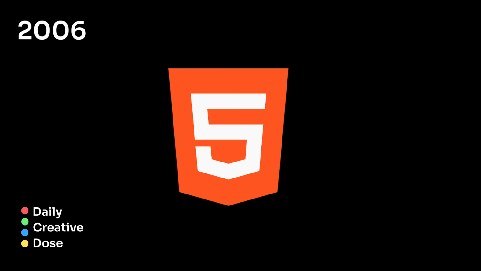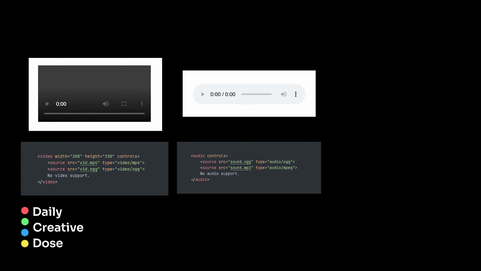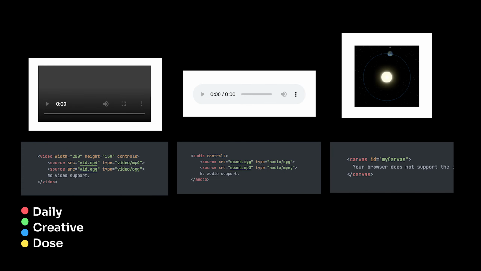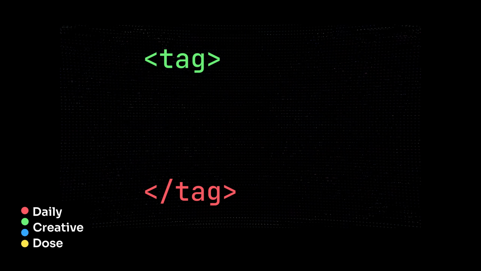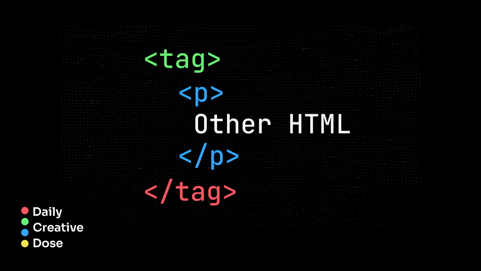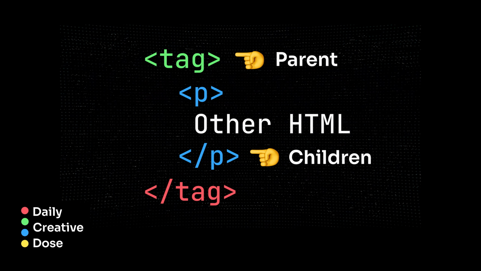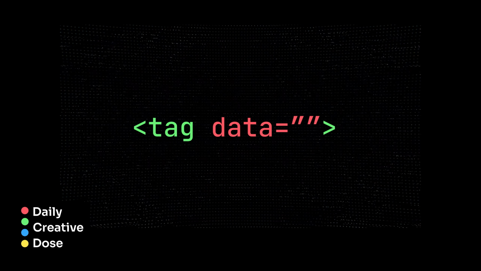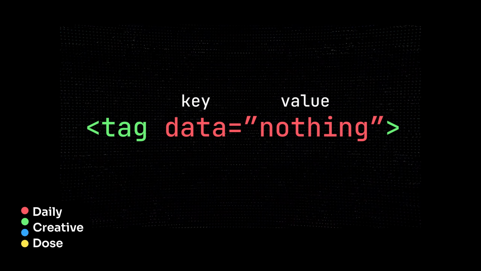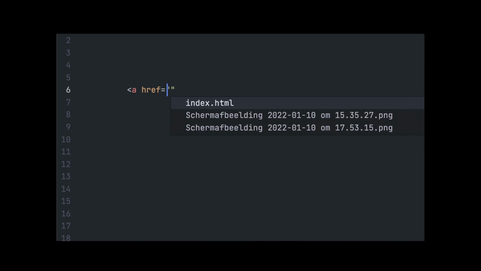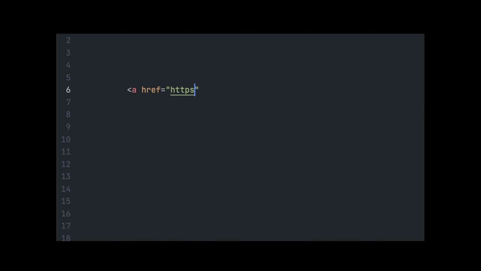The HTML we write today can handle a lot of different modern elements like video, audio, and canvas. A normal HTML element consists of an opening and a closing tag. The content in between can either be normal text or other HTML called children. We can provide data to a tag by using attributes, which are key value pairs, to change the looks and behavior of the specified element. For example, when using an anchor tag, a link tag to navigate to another web page, we provide the URL you want to navigate to.